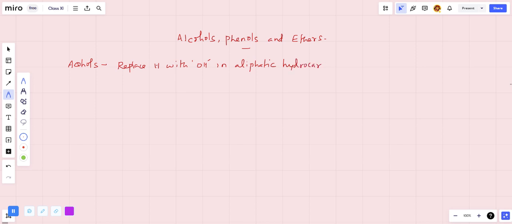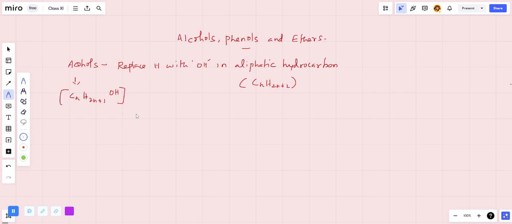So if you are replacing hydrogen with OH, you know that the general formula for aliphatic hydrocarbon is CnH2n plus 2, isn't it? So here, if it is an alcohol, it will be CnH2n plus 1 OH. Okay, so instead of one H, OH will be replaced. That is aliphatic alcohols. Alcohol is one family, like the alkane family. The alcohol family has many members.